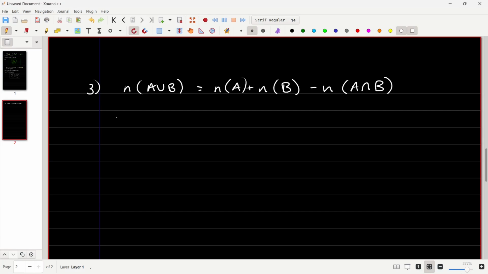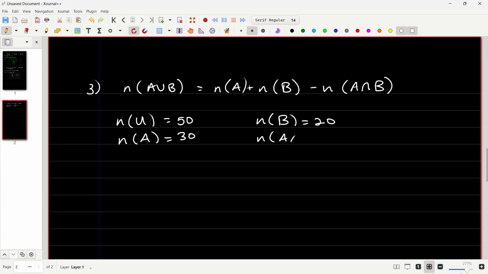A school has 50 students, so that means the cardinality of the universal set would be equal to 50. Then 30 students take mathematics, so the number of students in A would be equal to 30. 20 students take biology, so the number of students who take biology would be equal to 20. And 10 students take both, and the number of students who take both, that would be A intersect B, would be equal to 10. All right, so then we're supposed to find out how many take either or.